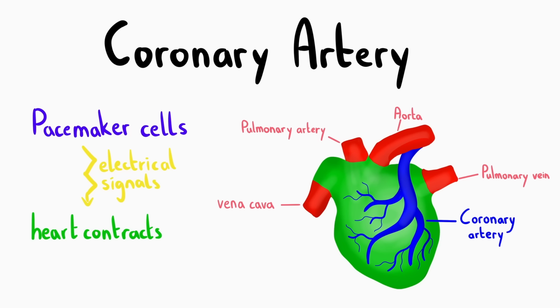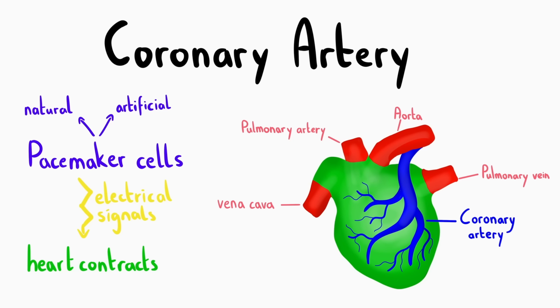The rhythmic beating of the heart is controlled by a natural pacemaker, a specialized group of cells located in the wall of the right atrium. These cells generate electrical impulses that spread through the heart muscle, causing it to contract in a coordinated manner. If this natural pacemaker malfunctions, an artificial pacemaker may be implanted. This small electronic device generates electrical impulses to regulate heartbeat.